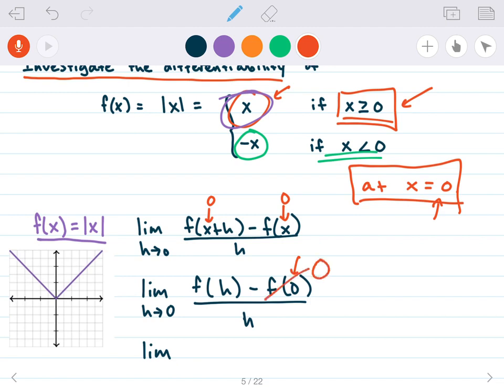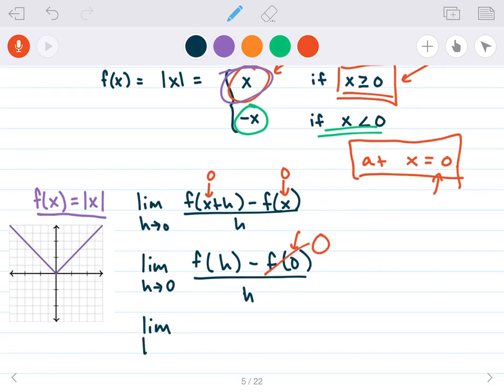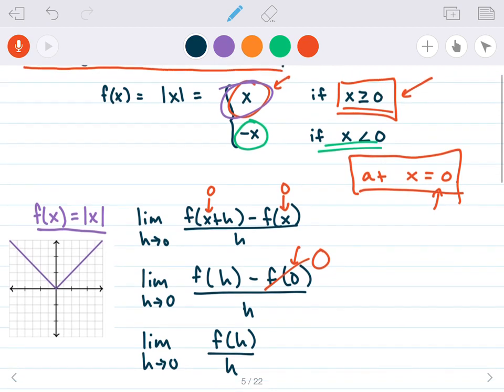All right. So this is going to be the limit as h goes to 0 of f of h minus 0. That's just f of h all over h. And so we need to consider two different cases, right? Because f of h could be different depending on whether h is bigger than or equal to 0 or less than 0. So we need to take both cases into account.